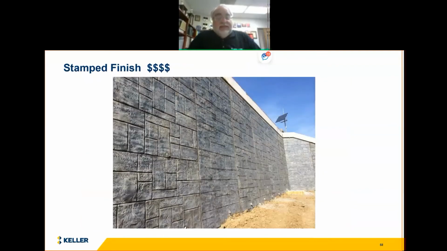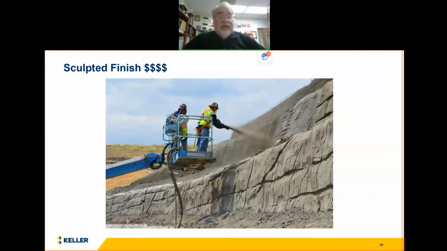We can get fancy. This is expensive, and we can stamp these walls and stain them. This is a project for the Atlanta Falcons NFL team. They wanted a nice looking wall. This is soil nailing, and we stamped and stained it. Or we can do a sculpted finish and make it look like a rock outcrop by sculpting the wall, carving it, and we can also stain these to look very nice. We have many of these projects across the country.